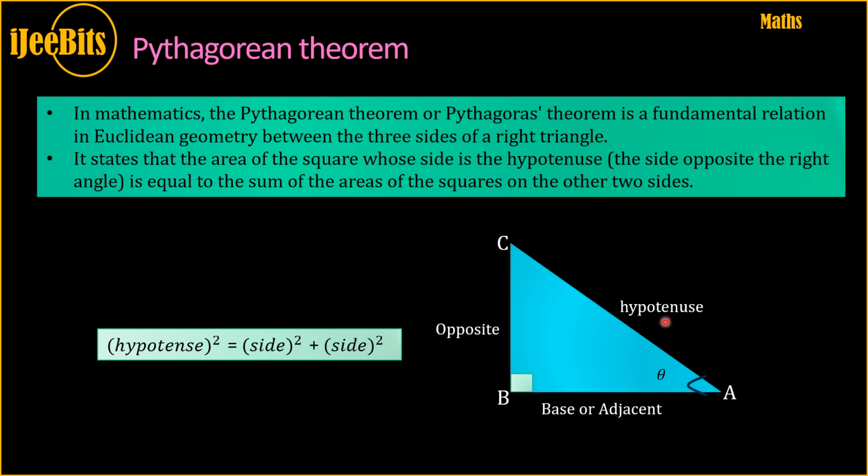So what this theorem says is that the square of the hypotenuse equals the opposite square plus the base (adjacent) square, right? This is the theorem. With this principle, we will be calculating unknowns from given data in a right angle triangle. This is very useful, and I'm sure you all know about it.